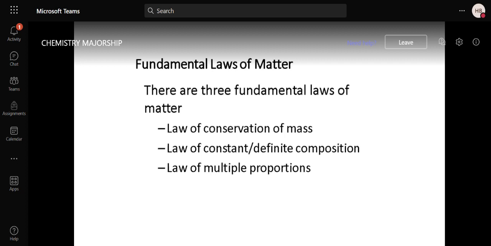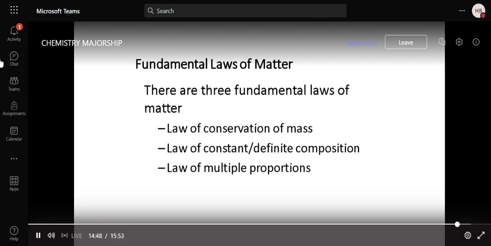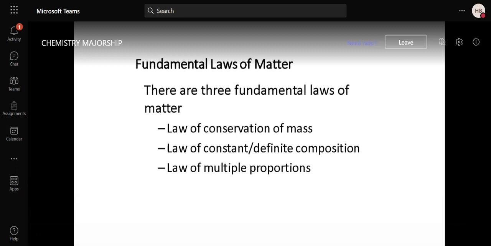Siyempre, ang tubig, wala dapat amoy yun. Pag may amoy, hindi yan tubig. Ingat kayo dyan. Ang hydrogen peroxide, siyempre, meron siyang distinct na smell. Maaamoy mo yung peroxide niya. Yan po yung tatlong laws, the three fundamental laws of matter. So the first one we said is the law of conservation of mass.